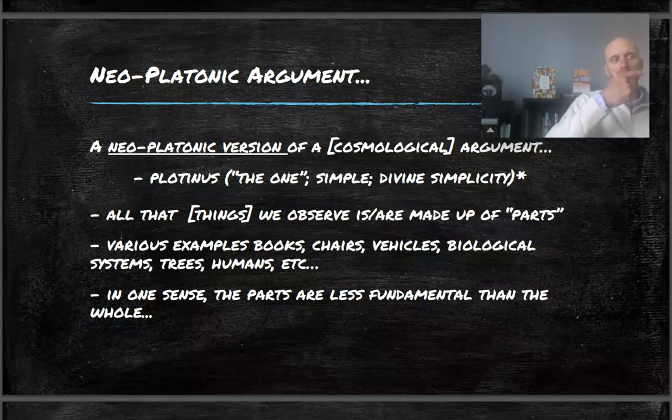And this would be true of each component part, each feature of the chair, the back, the seat, the legs, the arms. And this would go for any of our examples that we've talked about thus far, the car, the vehicle, the book. One particular page doesn't make much sense except in light of the whole of the book. So in one sense, the parts are less fundamental than the whole of what the thing is in and of itself. It seems that you actually need the whole to make sense of these parts, because they're really less fundamental than the whole itself.